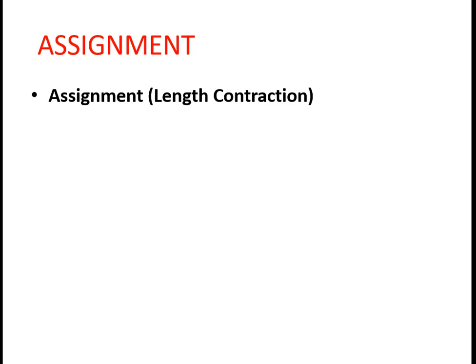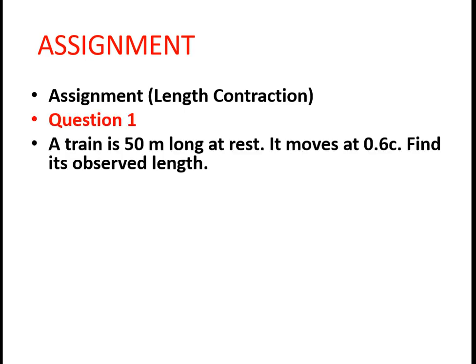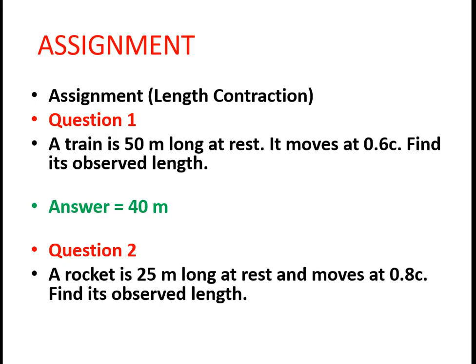So this is our assignment. I'm giving you question 1. A train is 50 meters long at rest. It moves at 0.6 c. Find the observed length. Compare the answer with the one on the screen. You solve it and check if you have gotten the correct answer. Question 2: a rocket is 25 meters long at rest and moves at 0.8 c.